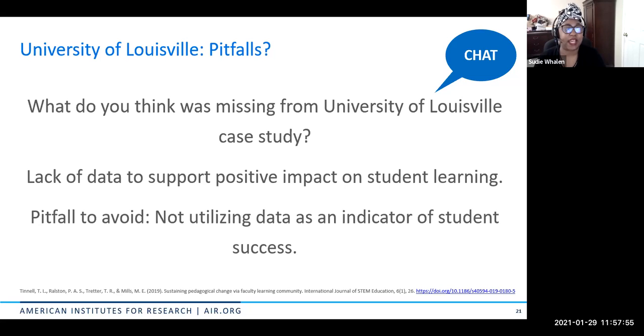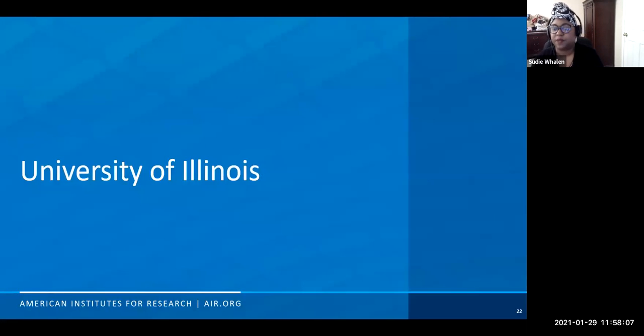We've learned that one already. And our next one is not to forget to utilize data as an indicator of student success. This is going way faster than I thought it would.